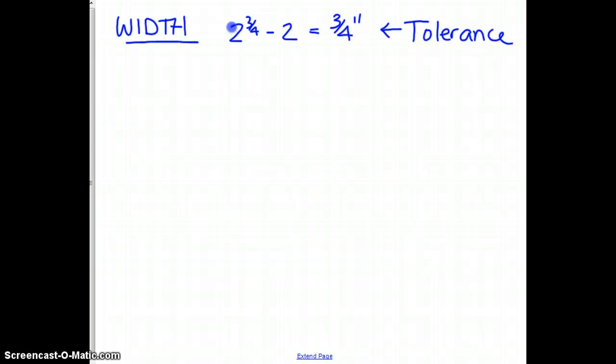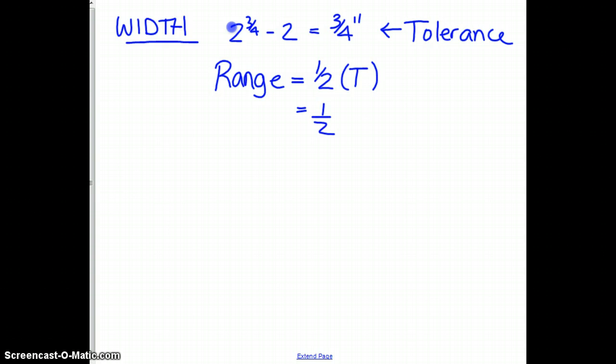Now our range is half of our tolerance because we only want to go halfway on either side of that. So our range is 1/2 of our tolerance, which is 1/2 times 3/4. Here's some fraction work, multiply straight across, so we're going to get 3/8 inches is our range.